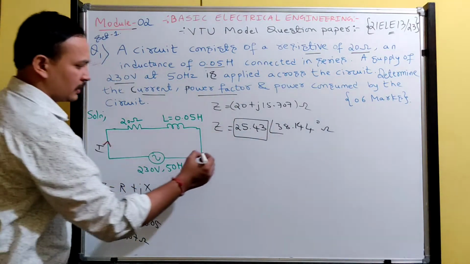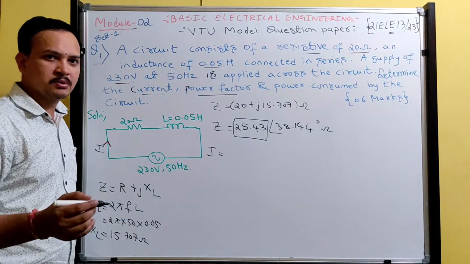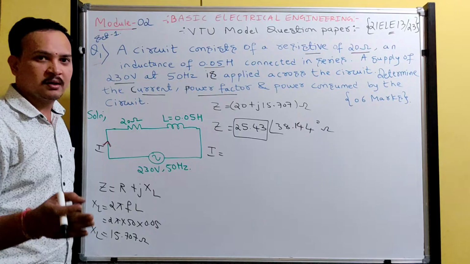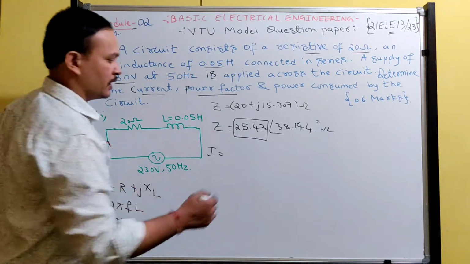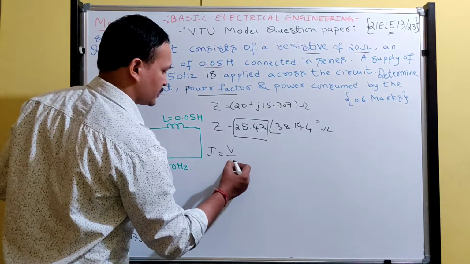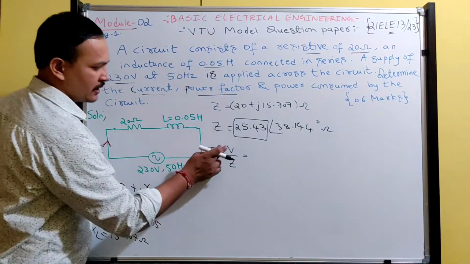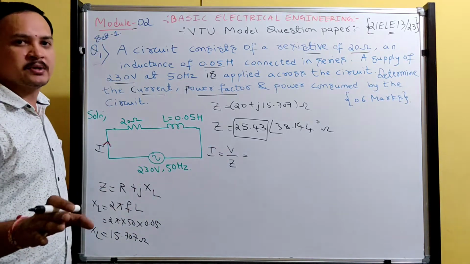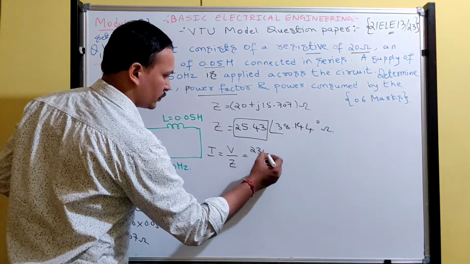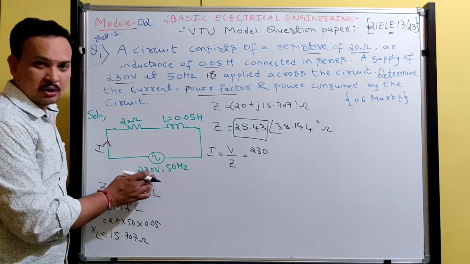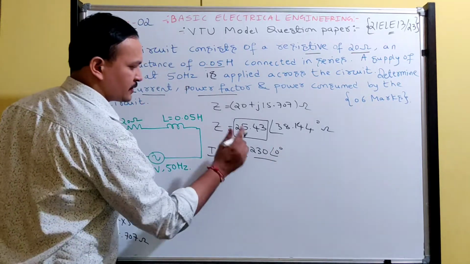Now let me find the current. What is the equation for current? According to Ohm's law, I is equal to V by R. In an AC circuit, R will not come, impedance will be there. In an AC circuit, the current formula is I is equal to V by Z. Whenever division is there, you always represent it in polar form. 230 volts, angle is not given, so you take 230 at an angle of 0 degree. And what is the impedance?